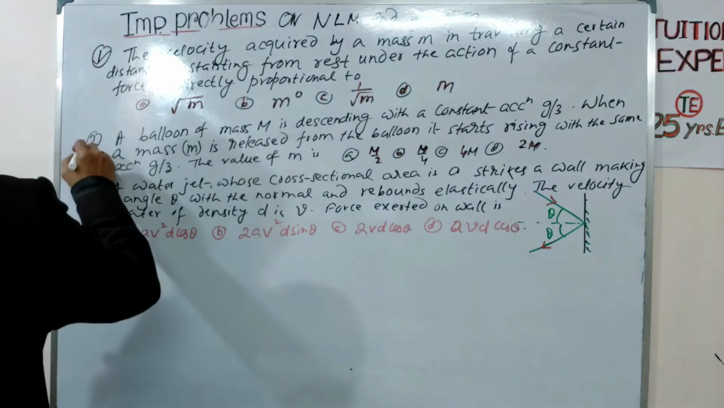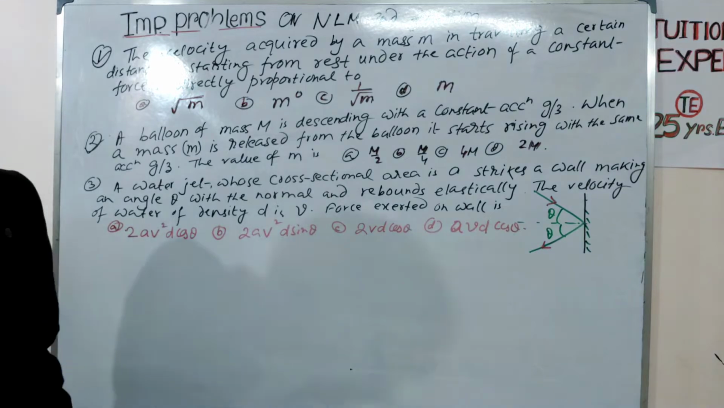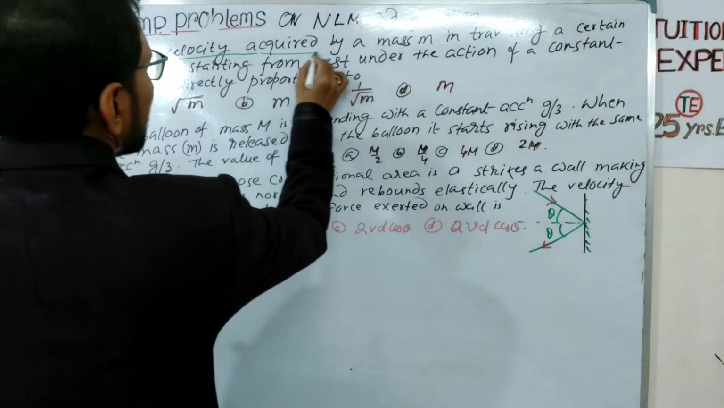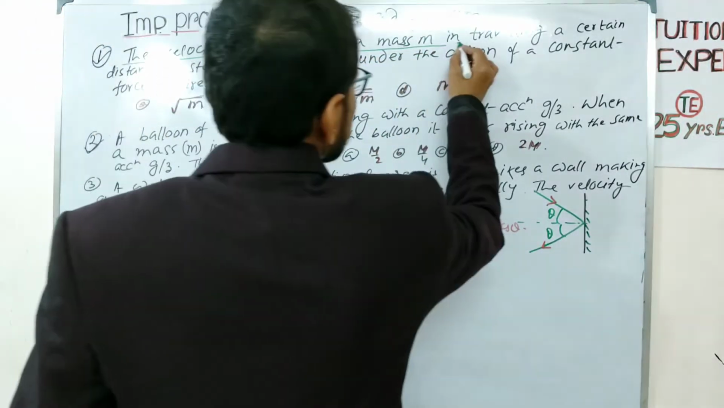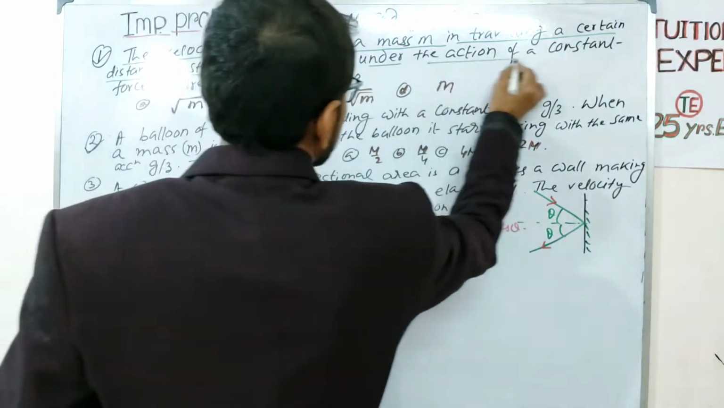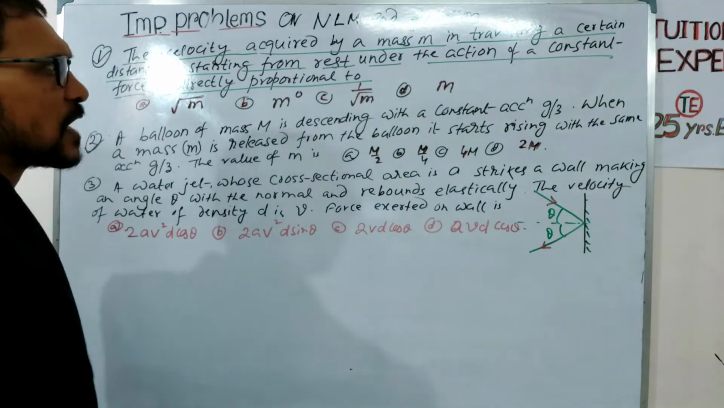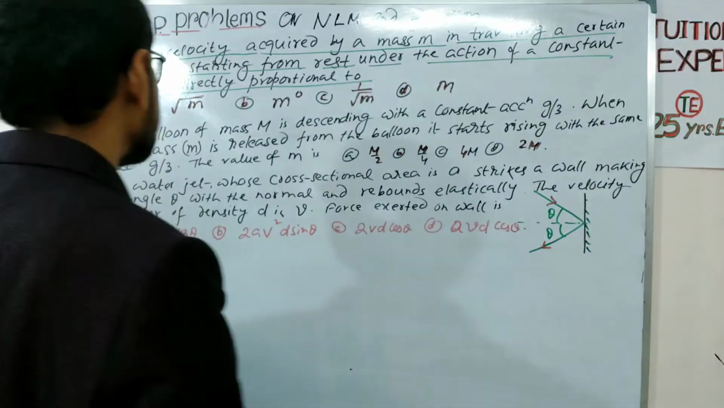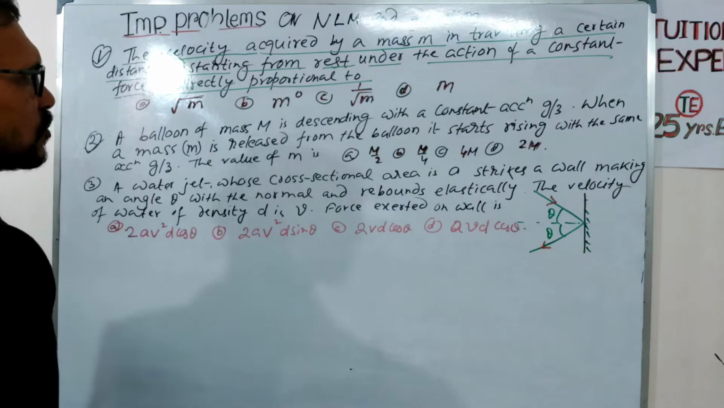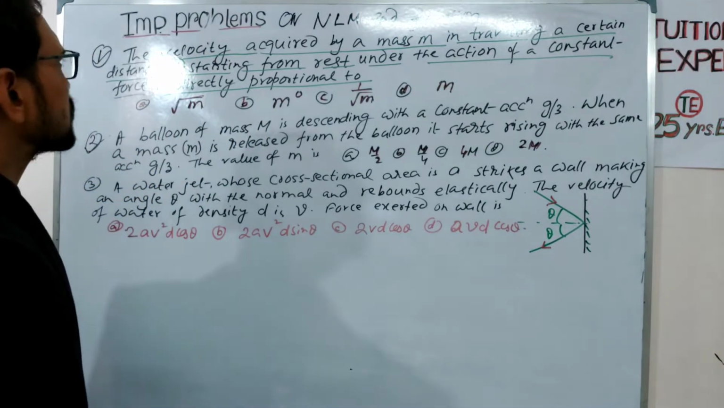Three questions are given here. Now look at the problem. The velocity acquired by mass m in traveling a certain distance d, starting from rest (u is 0), under the action of a constant force, is directly proportional to what?